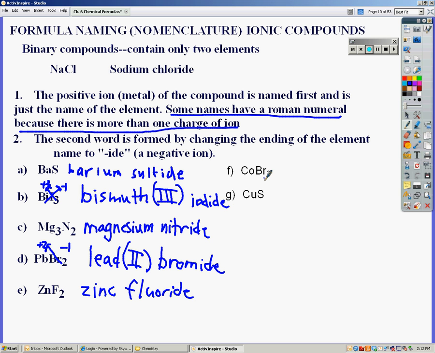Okay, then over here to letter F, CO is cobalt. Cobalt is an ion that has more than one charge. So we do backwards crisscross one more time and see that its charge would have to be a +2, okay, which came from here. So we got to remember to write that as a Roman numeral into its name, and also change bromine to bromide.